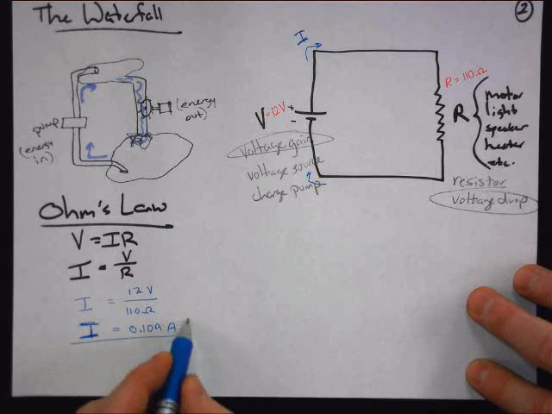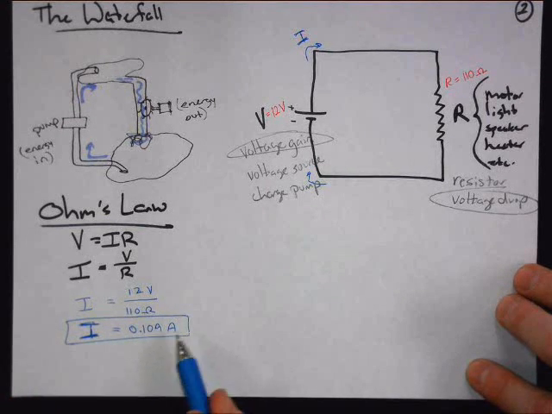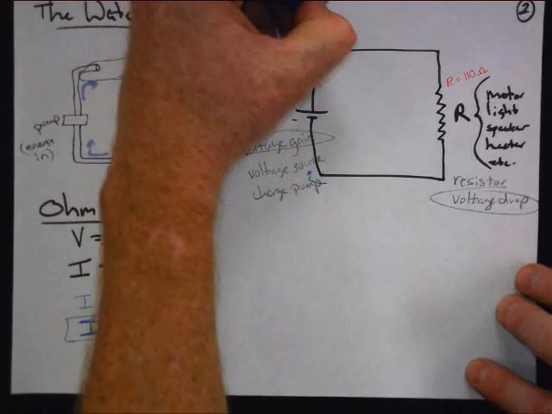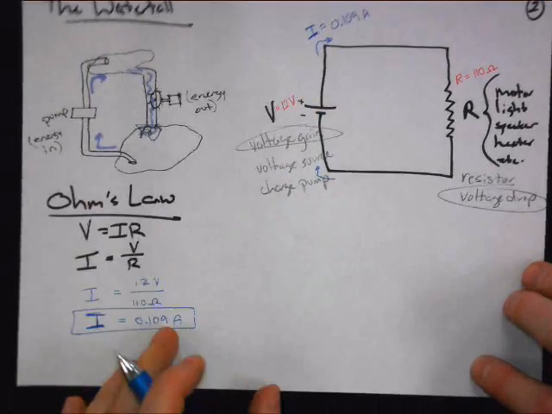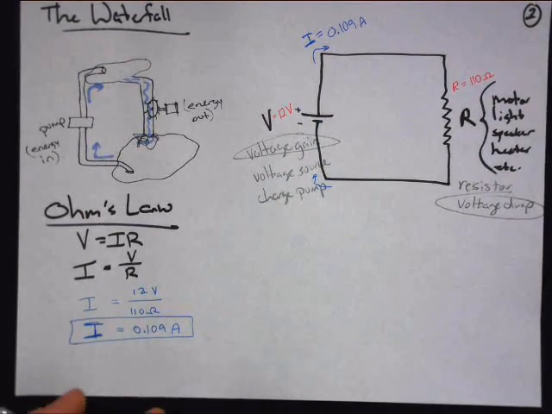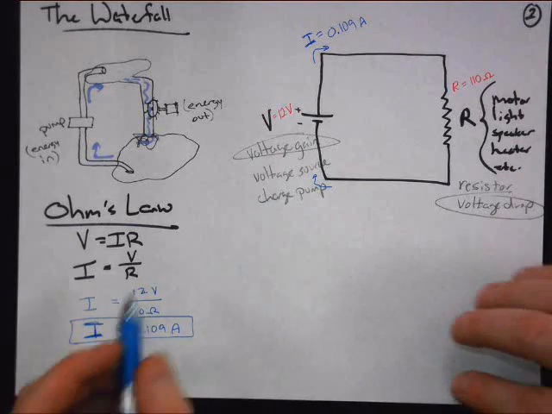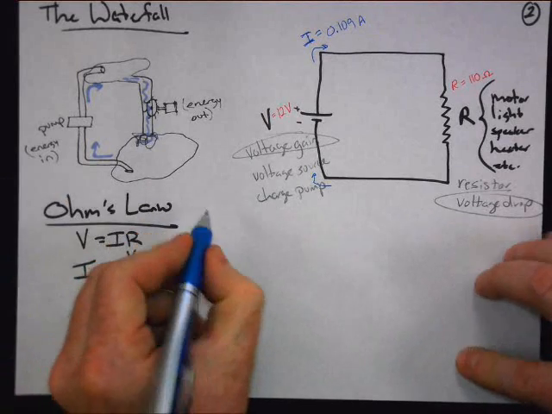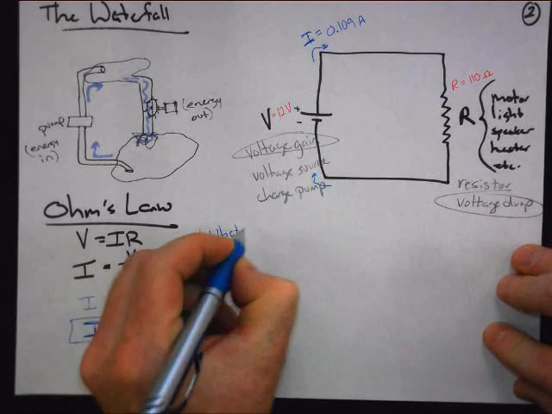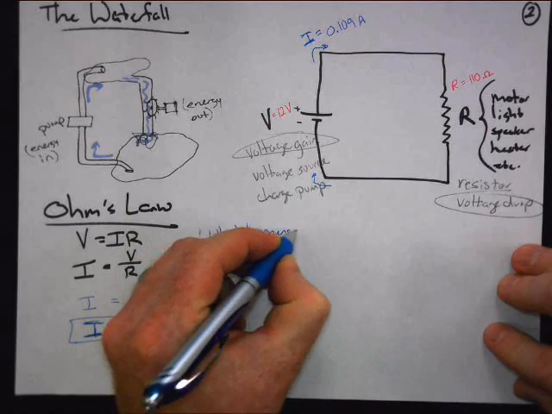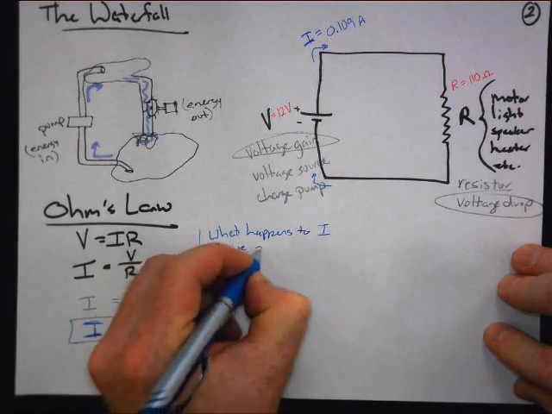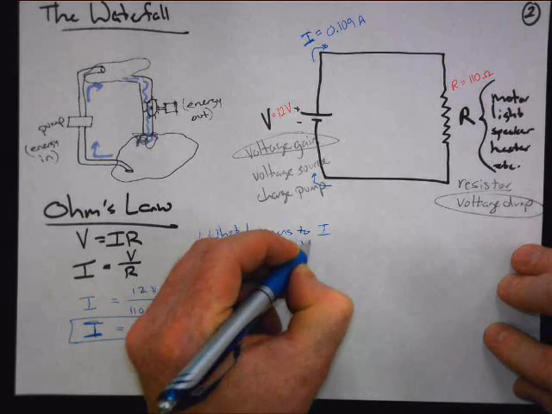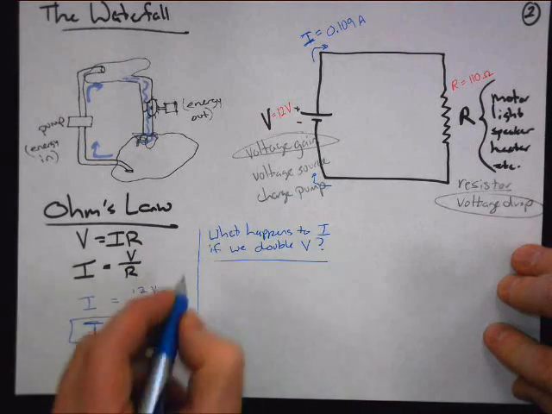Amperes is the unit for electric current, right? So I just used Ohm's law to find the current in this circuit. So I could label that 0.109 amps. Cool. Well, a couple questions about this. What happens to current I if we double the voltage V? There's our question. Well, let's check that out.